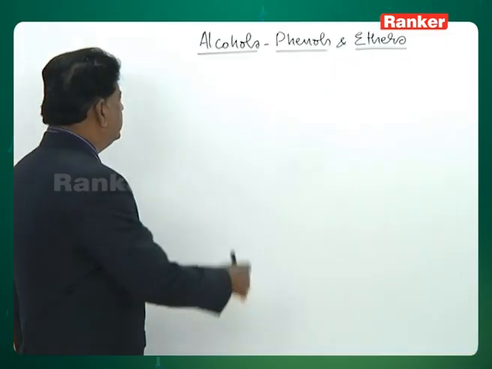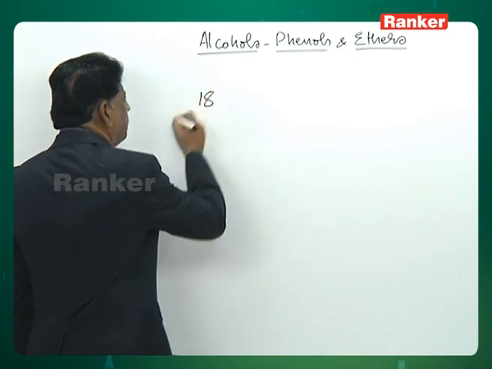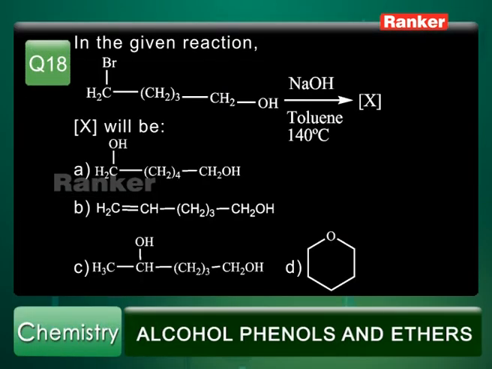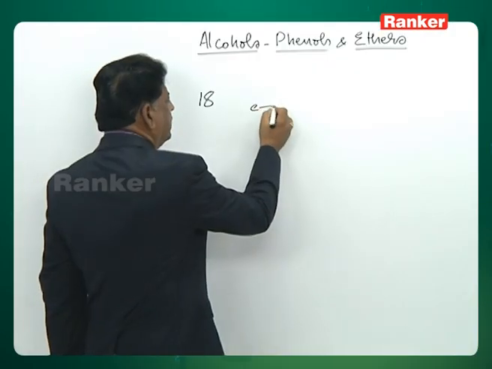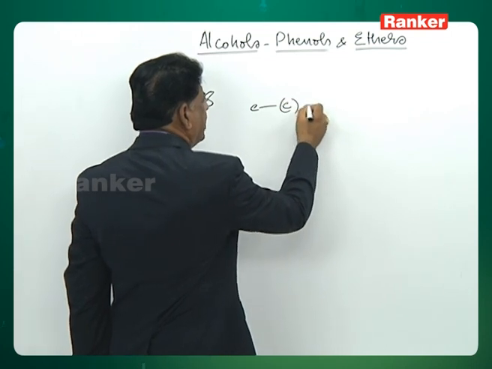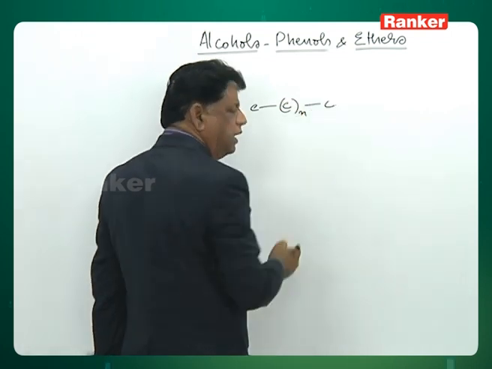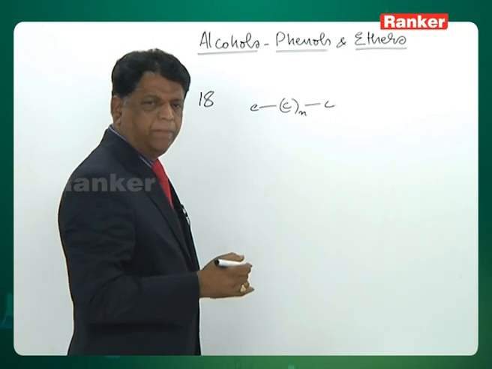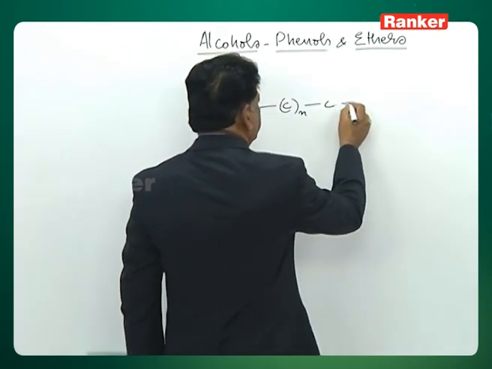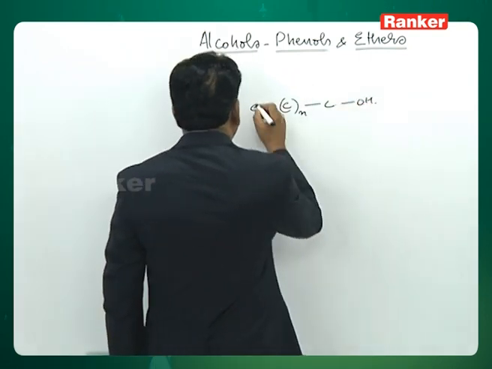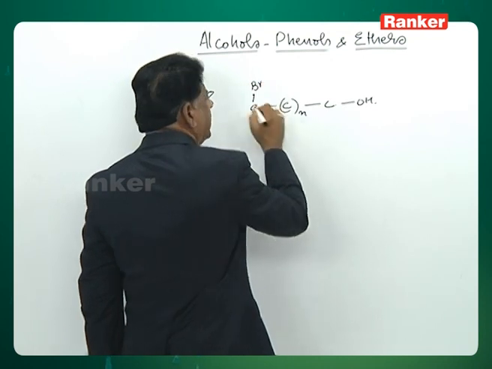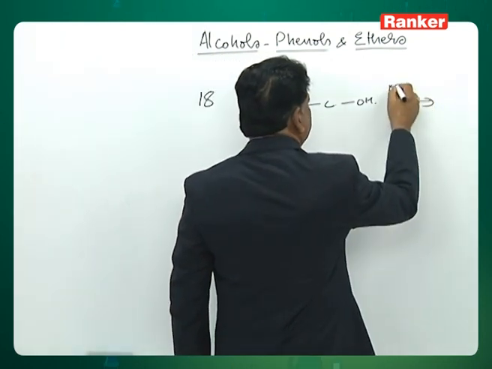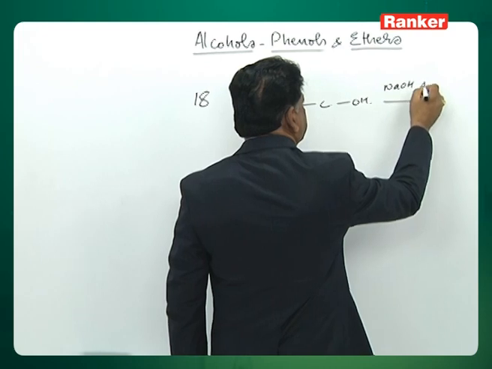The next question, that is the 18th question. In the given reaction, there is a carbon chain with a certain number of carbons followed by one more carbon, and then we have a hydroxy group. Here there is a bromine. The compound is treated with aqueous sodium hydroxide.